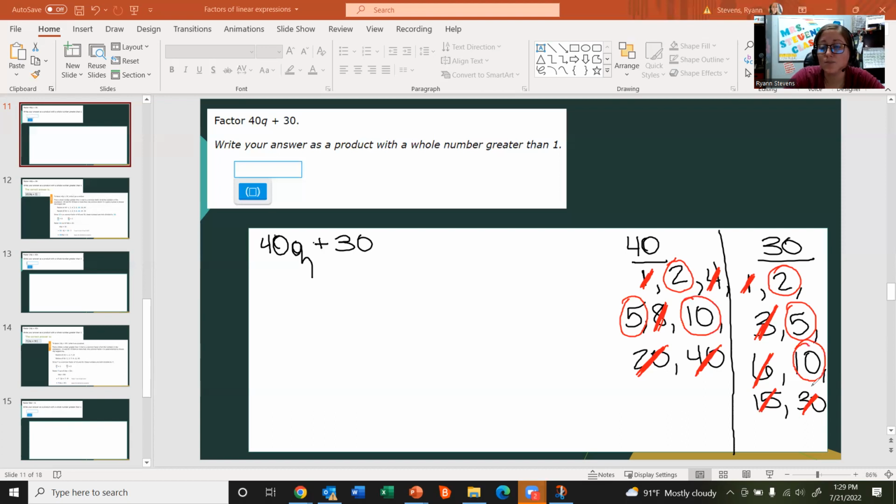So when we look at this, we've got a couple factors to choose from. We've got 2, we've got 5, and we've got 10. The best practice is going to be to choose the largest factor. So in this case, the largest number that we have that's a factor of both would be 10. So we're going to divide these numbers by 10.